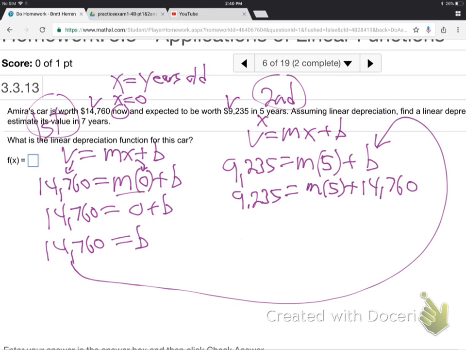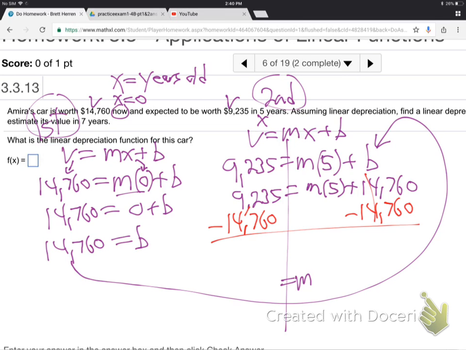Well, to solve for M, here's the equation. M is saying, I want to be alone, get rid of all this other stuff. So what should I do first to get M alone? Yeah. Subtract the 14,760. And it's going to be some negative number, huh? That's going to be negative 5525 equals m times 5.